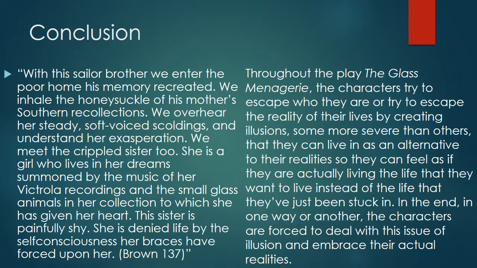Throughout the play The Glass Menagerie, the characters try to escape who they are, or try to escape the reality of their lives by creating illusions, some more severe than others, that they can live in as an alternative to their realities, so they can feel as if they are actually living the life that they want to live instead of the life that they've just been stuck in. In the end, in one way or another, the characters are forced to deal with this issue of illusion and embrace their actual realities.